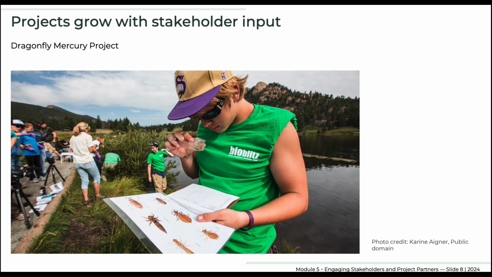Another example of a project whose early consideration of stakeholders has enabled large-scale growth is the Dragonfly Mercury Project, which works with volunteers to collect dragonfly larvae for mercury analysis. This nationwide program is a collaborative effort by the National Park Service, U.S. Geological Survey, U.S. Fish and Wildlife Service, Appalachian Mountain Club, and the National Park Foundation. Data from this field study helps scientists and managers better understand and address mercury contamination, which is responsible for more than 3/4 of U.S. fish consumption advisories and threatens food webs in parks and protected lands.